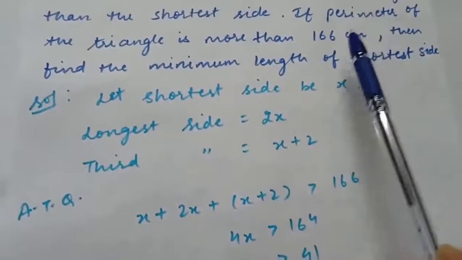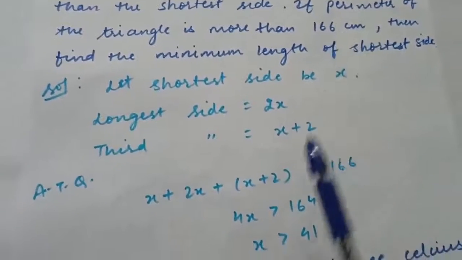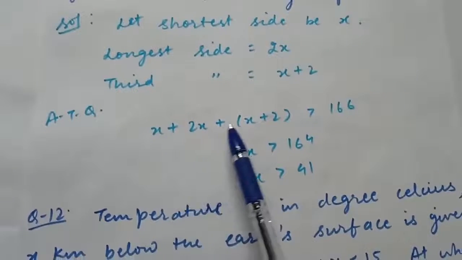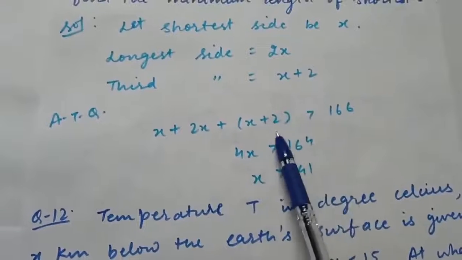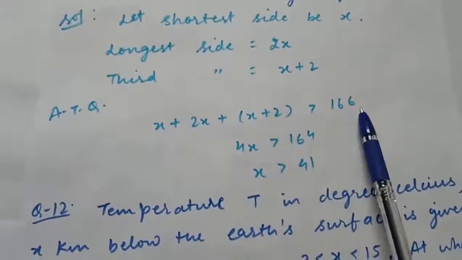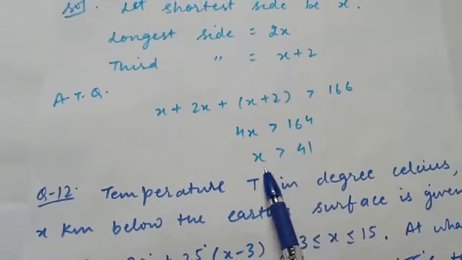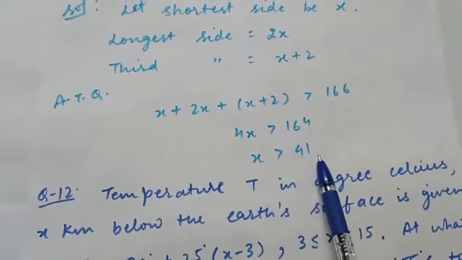Now the perimeter is greater than 166 centimeter. So according to the question, we got x + 2x + x + 2 > 166. 4x > 164 and x > 41.